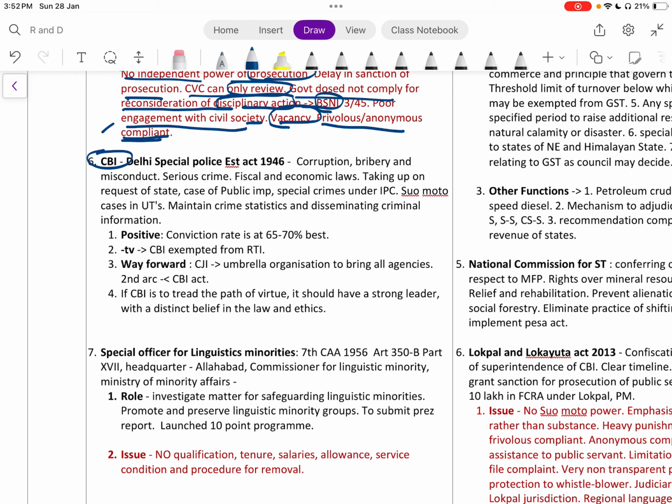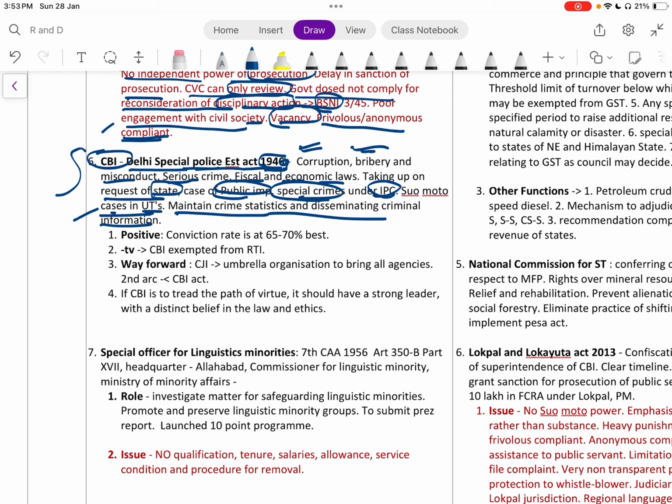The CBI is an executive body which derives its power from the Delhi Special Police Establishment Act 1946. It deals with corruption, bribery, I beg your pardon, this should be 1949. Its functions are: corruption, bribery, misconduct, serious crime, financial, fiscal and economic laws, taking up cases on the request of states, cases of public importance, special crimes under the Indian Penal Code, suo moto cases in UTs, and maintaining crime statistics and dissemination of criminal information.